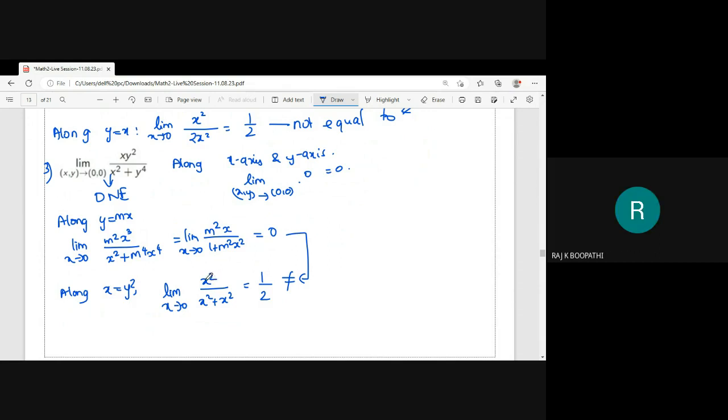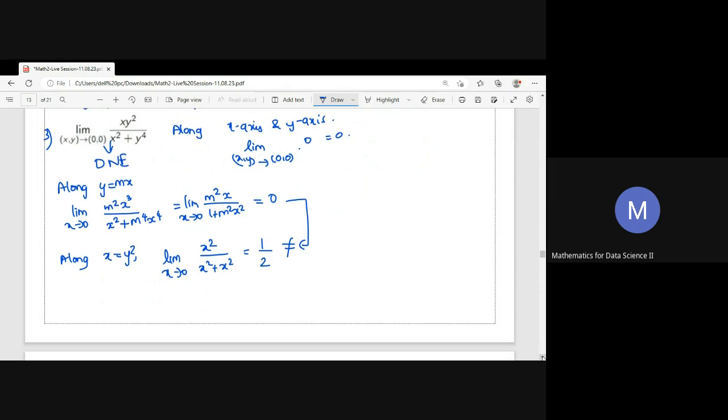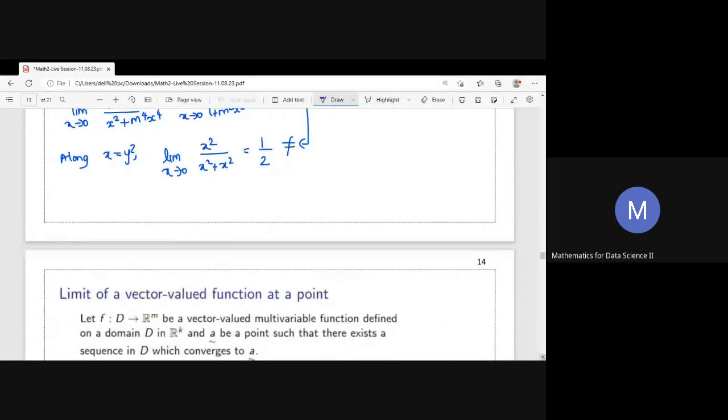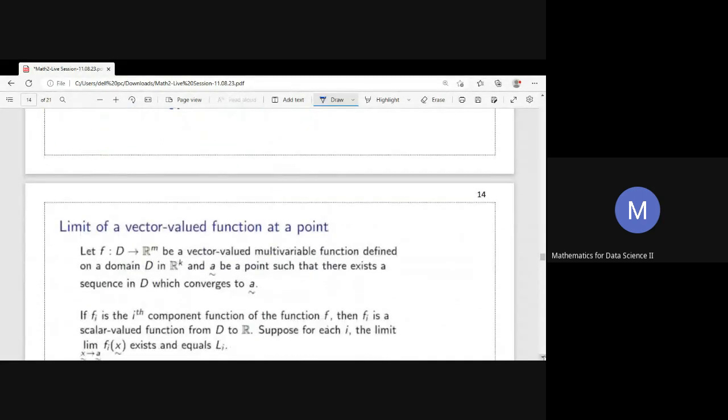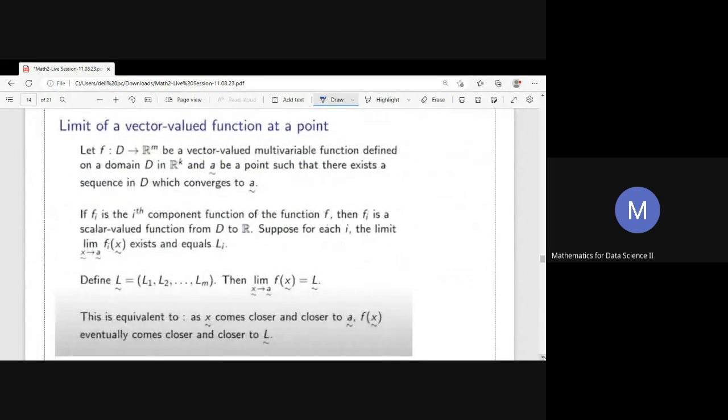So these are the basic curves you should try for verifying that the limit does not exist. You can try with different parabolas depending on your question. Depending on what your question is, you can try with different parabolas. Okay. So next thing is the limit of a vector valued function at a point. So far we have seen only the limit of a scalar valued function. The next concept is the limit of a vector valued function.